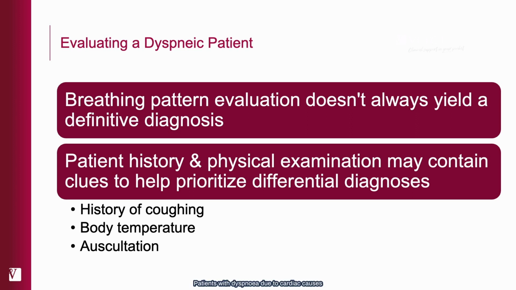Patients with dyspnea due to cardiac causes often have a murmur or a dysrhythmia, like a gallop rhythm. Patients with pulmonary causes of dyspnea are not expected to have these abnormalities.